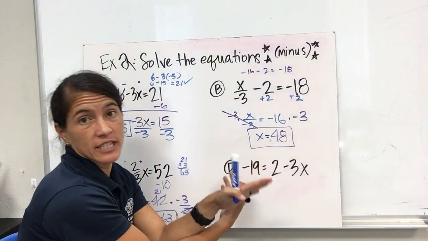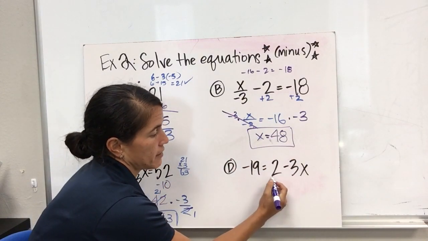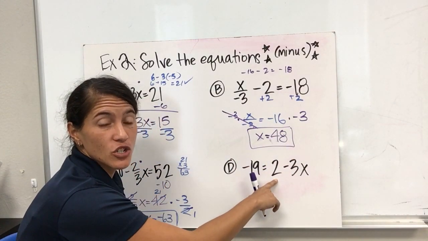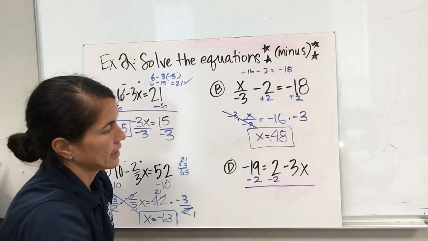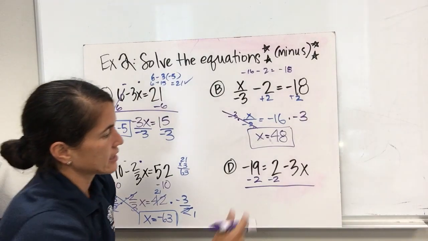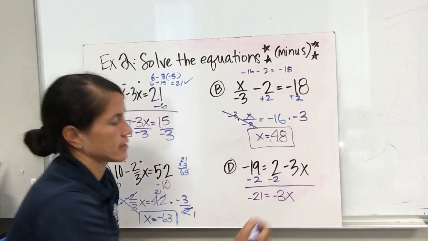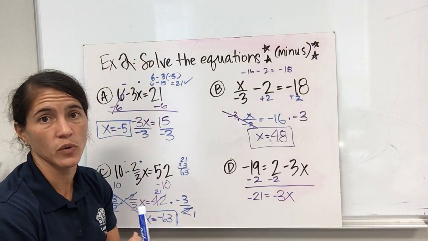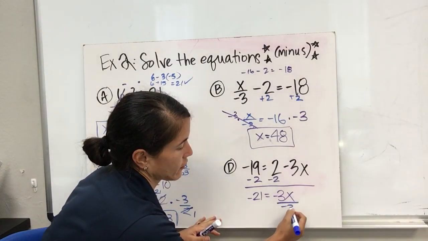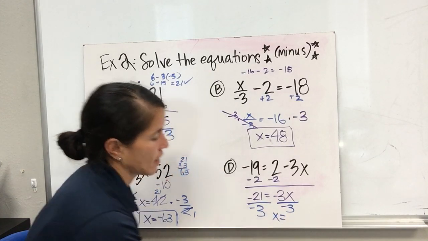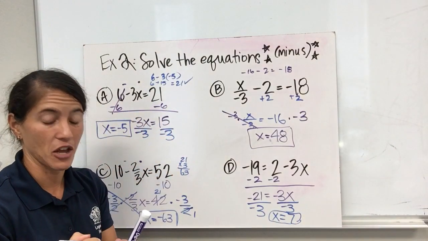All right. So it's written reversed. Our variable is on the right side of the equation, which is not normally how we see it. The 2, we need to undo the 2 first, and the 2 is positive. So I'm going to subtract 2 from both sides. And I get, let's see, negative 21 equals negative 3x. Negative 19 minus 2 is negative 21. And then I'm going to divide both sides by negative 3. And x is equal to 7. I hope you got that.